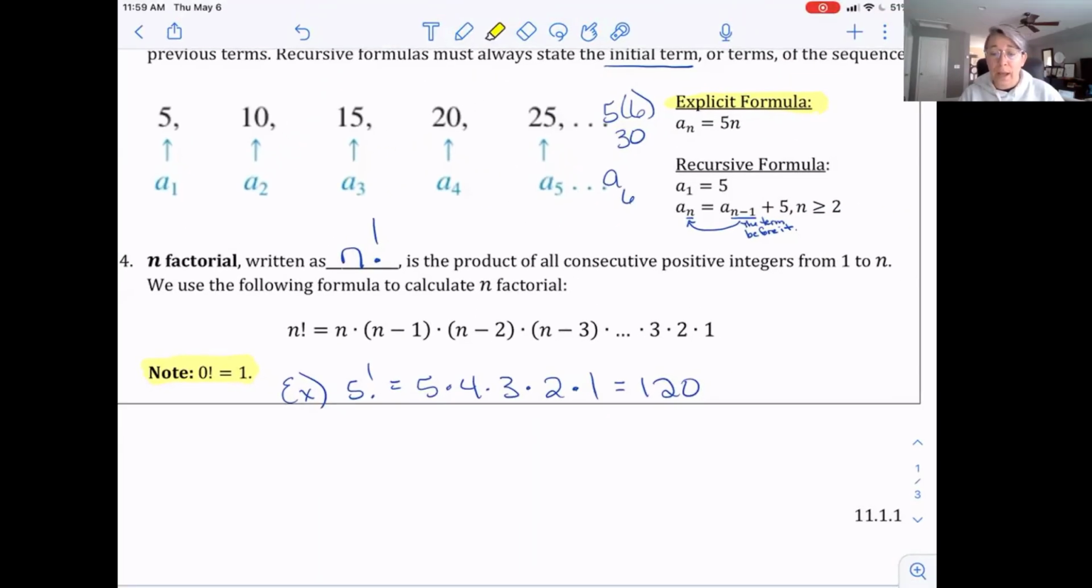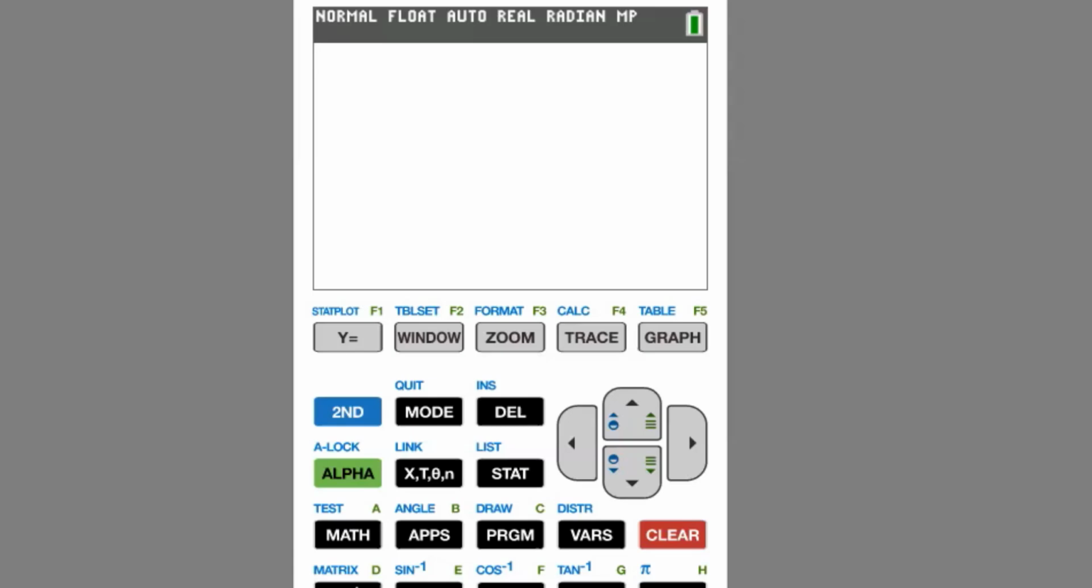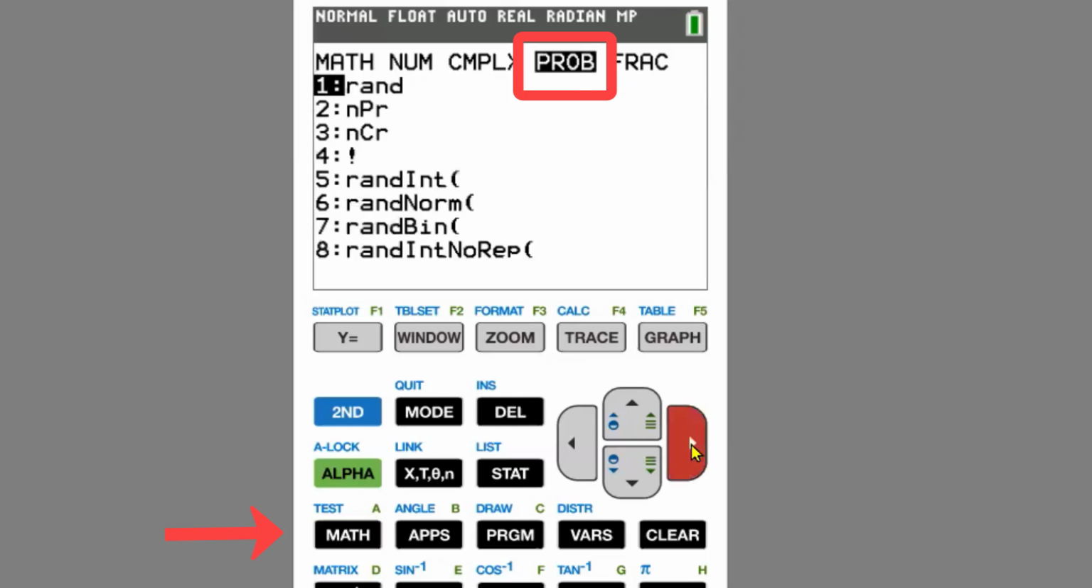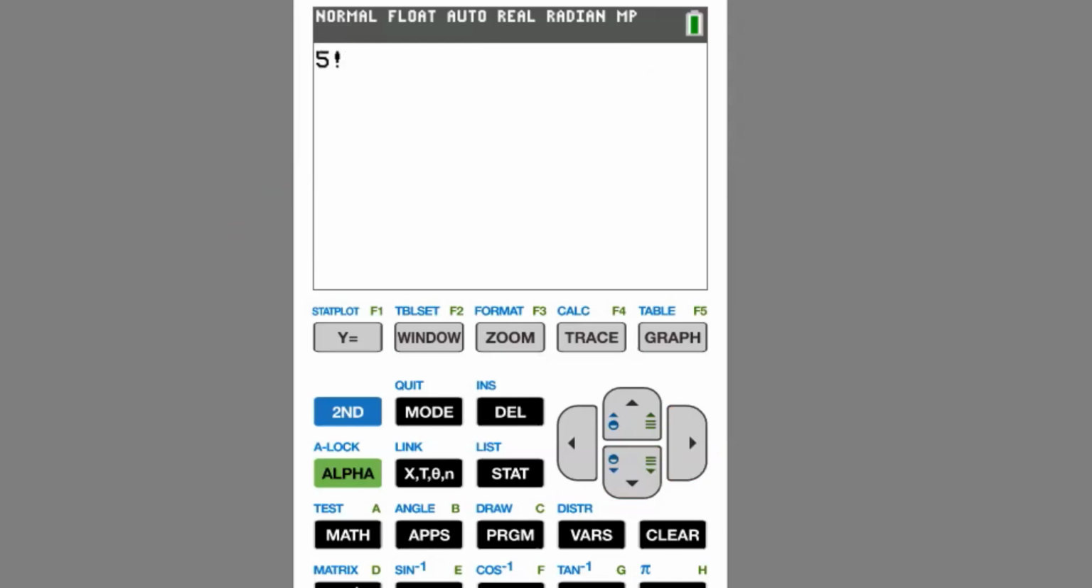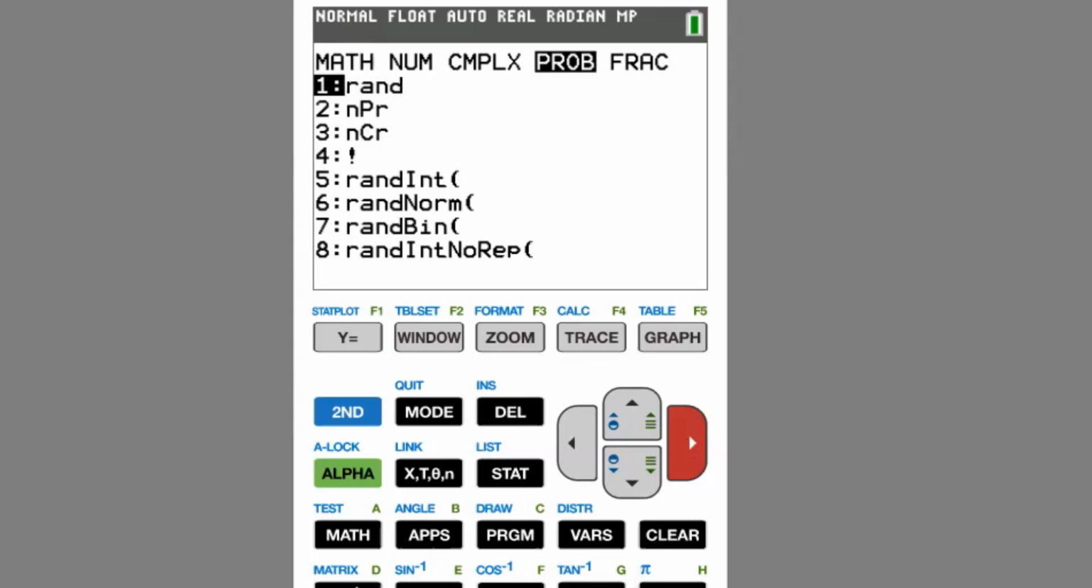But let me show you where that is in your calculator. As you remember, I said that it's used a lot in probability. So in order to put in 5 factorial, we put in the number 5, go to math, but notice up here at the top, we have numbers, complex numbers, probability. Some of you may have fractions or not, but scroll over to probability and you'll see that exclamation mark at number 4. Hit enter to put it in and hit enter again, and it automatically gives you the 120. So again, that's under math, probability, and then you find your factorial.